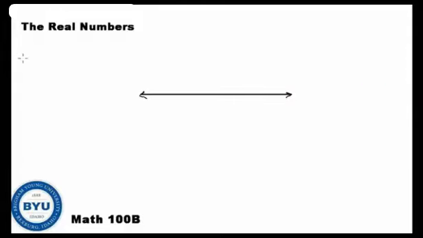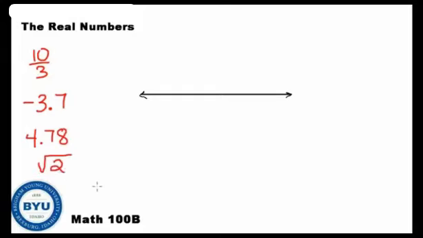So now it's your turn to practice. I'm going to give you 5 numbers that we'd like you to graph on the real number line. You can do it all on the same graph if you'd like. Take out your video notebook and graph these numbers. 10/3, -3.7, 4.78, square root of 2, and negative pi. Make sure to label your answers. When you're ready to check your answers, go ahead and resume the video.